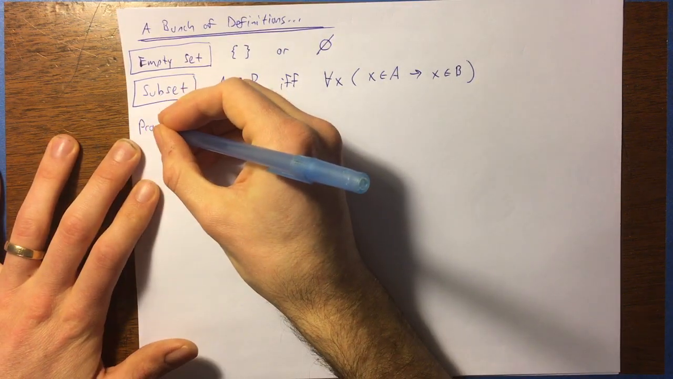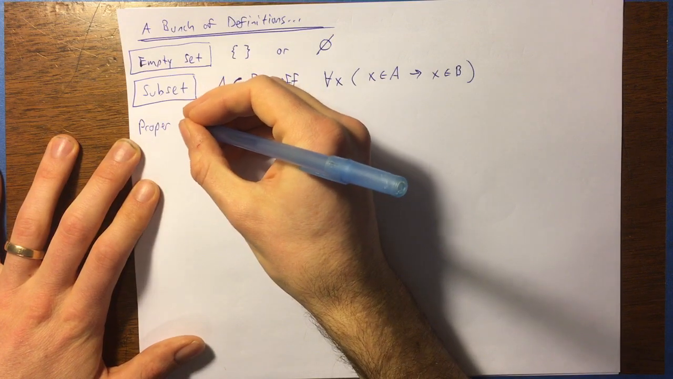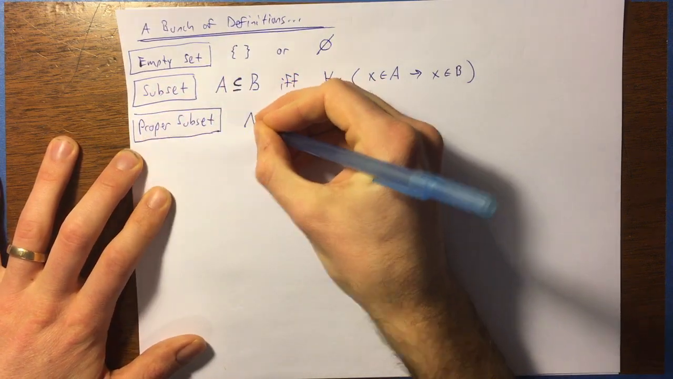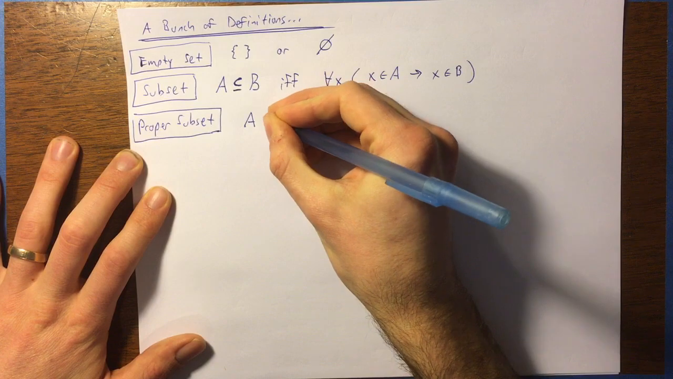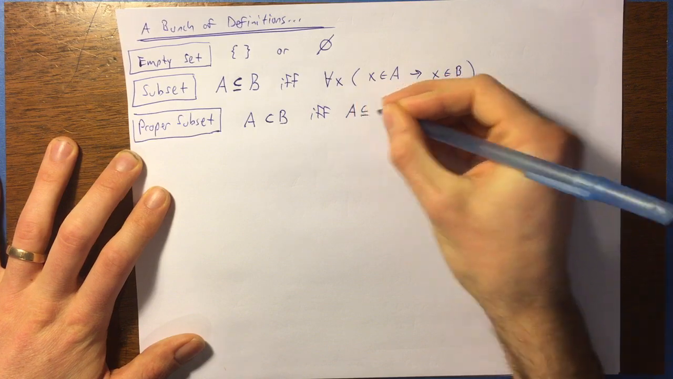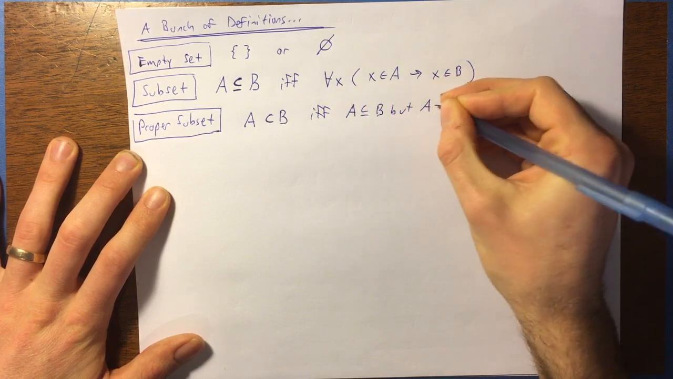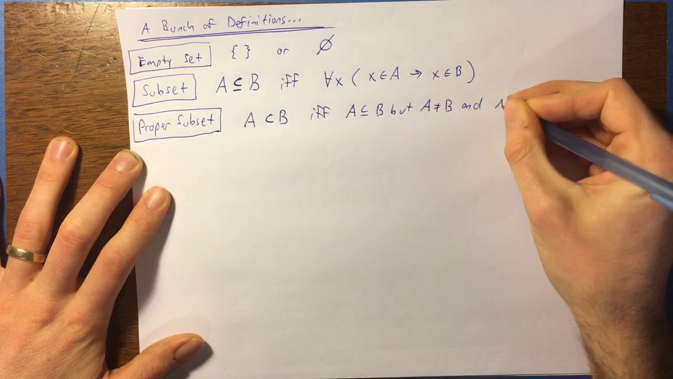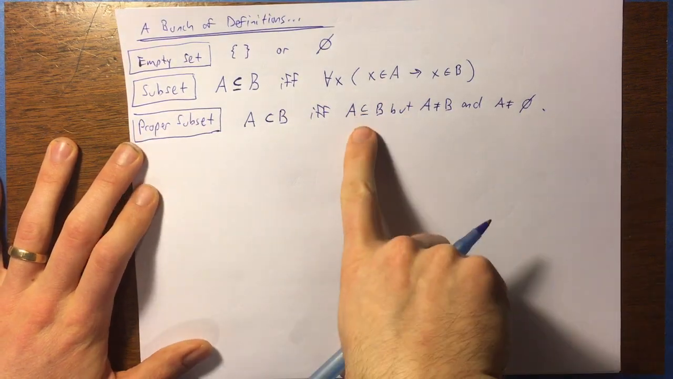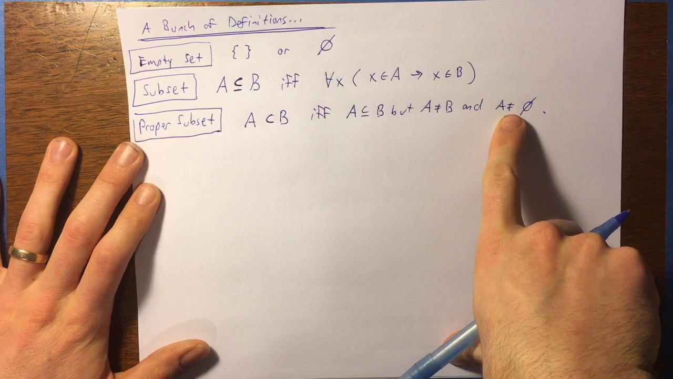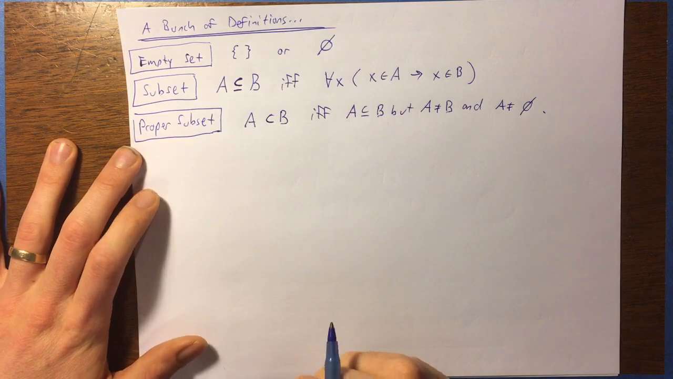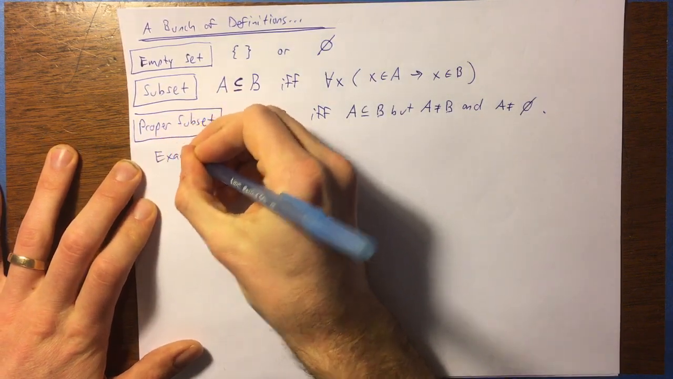We want to distinguish that from the idea of a proper subset, which is technically a subset, but it's a special type of subset. So a proper subset is written like this. A is a proper subset of B, and that is defined by saying if and only if A is a subset of B, but it's not equal to B, and it's also not equal to the empty set. So it's a subset of B, but it's not the whole set, and it's also not empty. So it's properly a subset, some but not all of the elements. That's what that means.